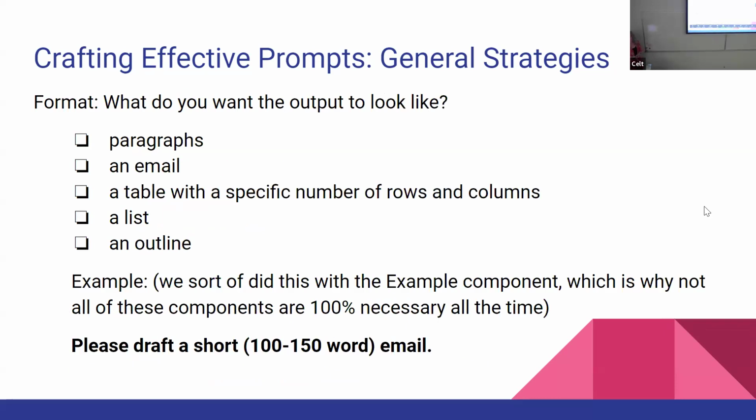Okay. So the next piece is the format. This, I think, is really helpful. This is one of my favorite parts of prompt engineering, telling it what you want the output to look like. Do you want something written in paragraphs? Something structured like an email? A table with a specific number of rows and columns? If you do that, you can also tell it how to label the rows and columns. You can say how you want things broken up. Do you want a list? An outline? Or something else? There are a whole bunch of possibilities to think about when you consider format.